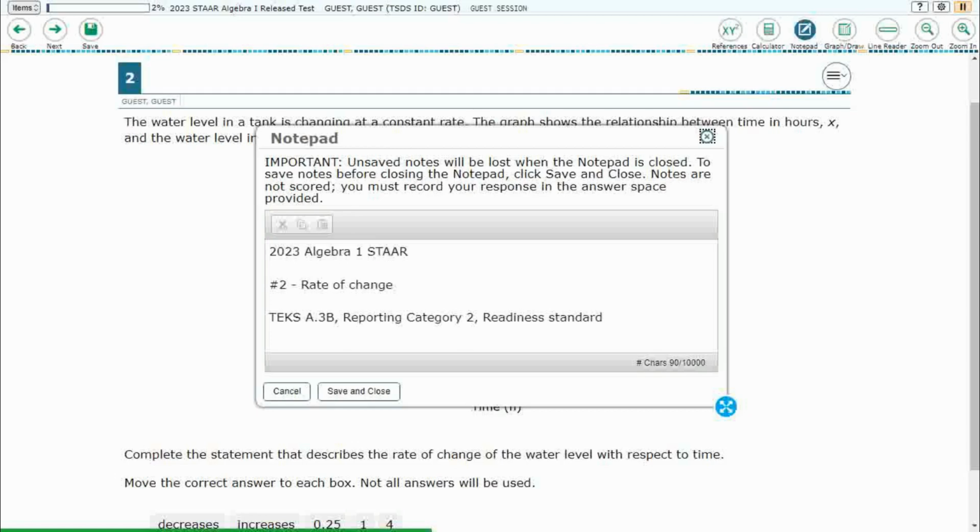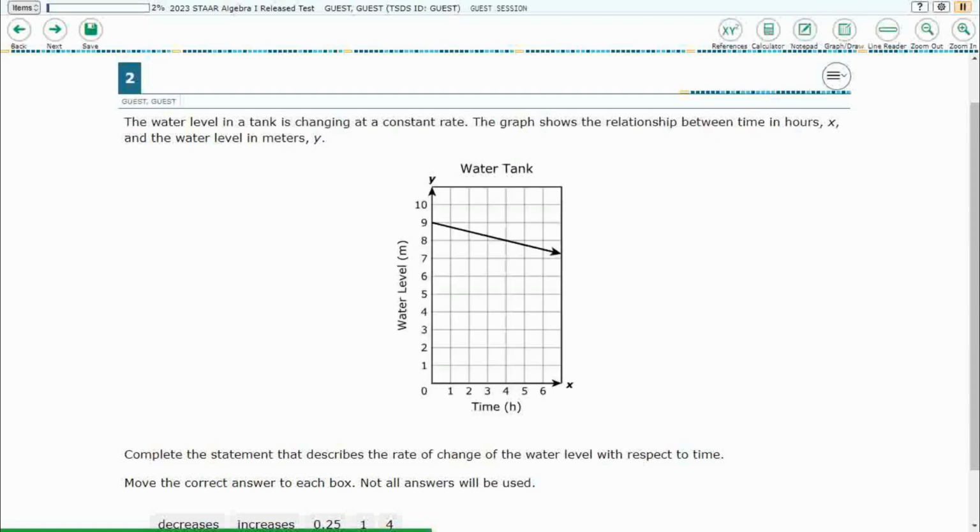Problem number 2 asks students to solve a problem around rate of change. This is TEKS 8.3b in the second reporting category. This is also a readiness standard. So we have a graph here of a water level in a tank, and it's changing at a constant rate.